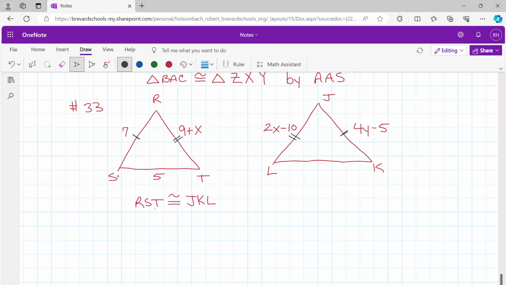All right. Side ST. I'm going to put three tick marks on it. And which side is it congruent to? KL. So we put three tick marks here. All right. So now we've got our figure drawn. We've got our tick marks. Now we can write equations. Agreed?